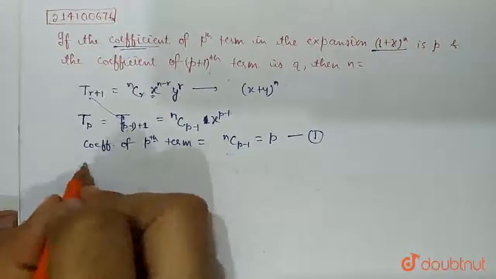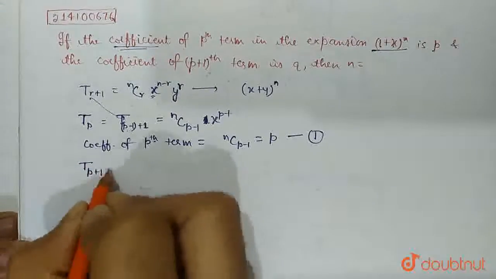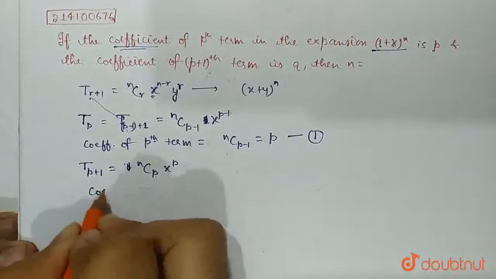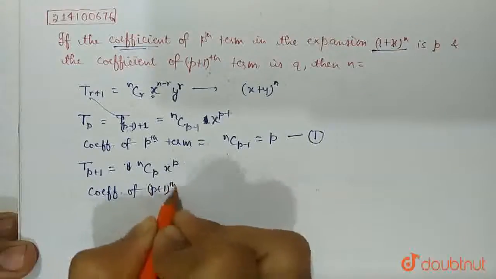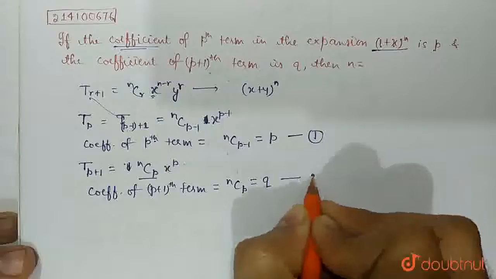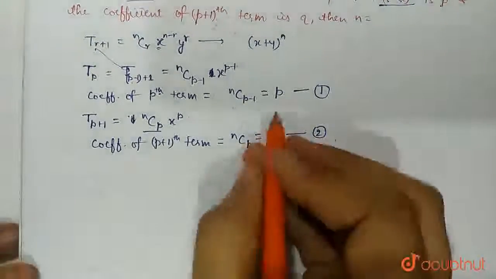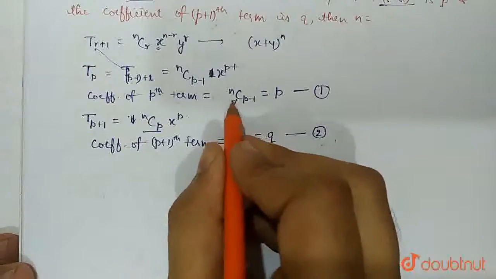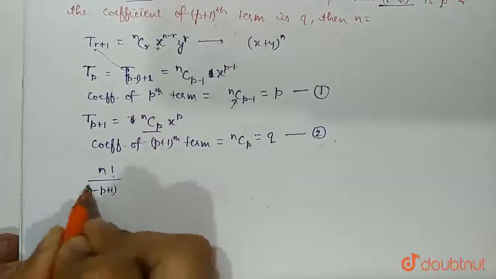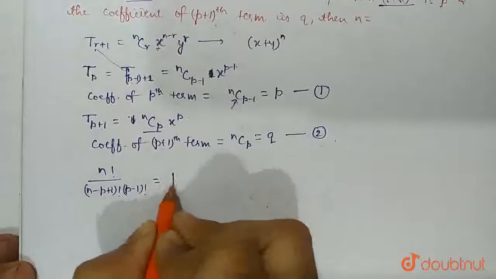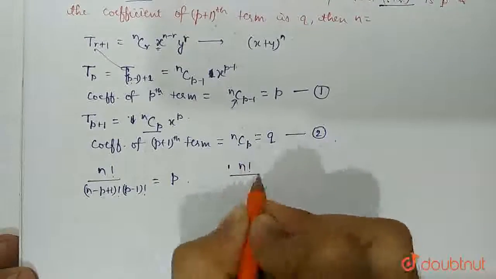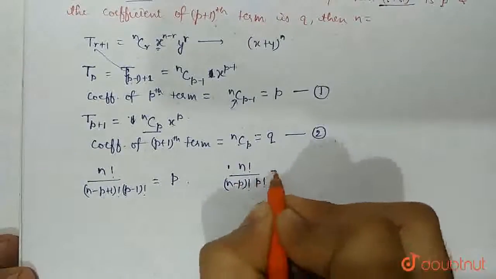This is first condition. Also similarly, coefficient of the p plus 1th term would be nCp x raised to the power p. So coefficient of p plus 1th term would be nCp only, right? And that is q. These are two equations. So first we use the basic definition of combination. Here nC p minus 1 is n factorial upon n minus p plus 1 factorial, p minus 1 factorial, right? That is p. Similarly, this thing becomes n factorial upon n minus p factorial and p factorial, and this is equal to q.